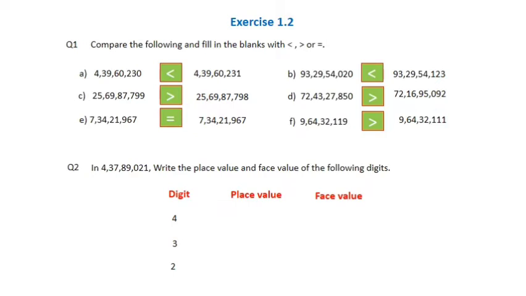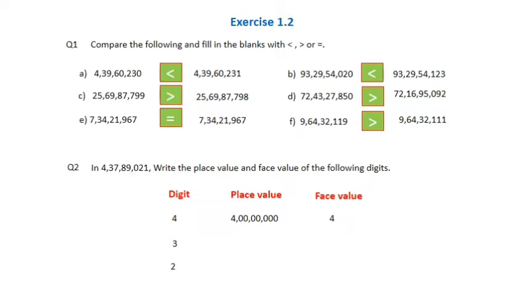The place value of 4 is the product of the digit, that is 4, and the value of that place. The value of that place is crores. That means it is 4 crores. So we write down 4 crores, and the face value is the same digit itself. So the answer is 4.